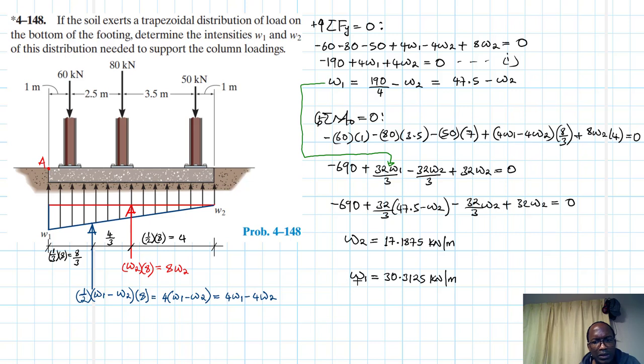Let me just outline the final solution. So we have W2, and we expect W1 to be higher, like so. Great. So these are the intensities W1 and W2 of this distribution needed to support the column loadings, or these are the intensities that are required to maintain equilibrium in this particular system of loads.